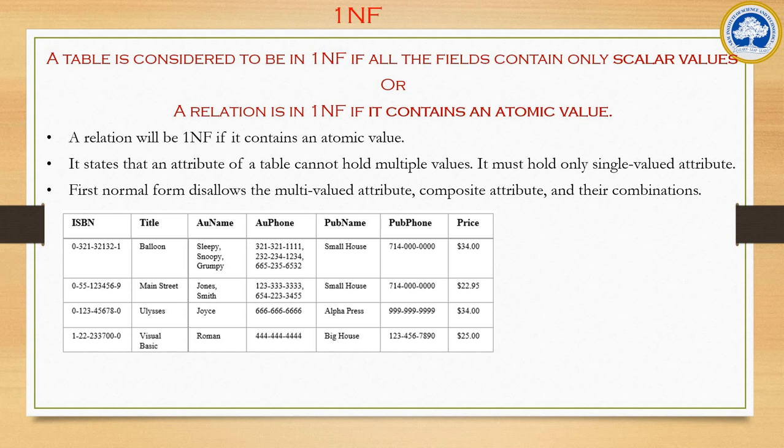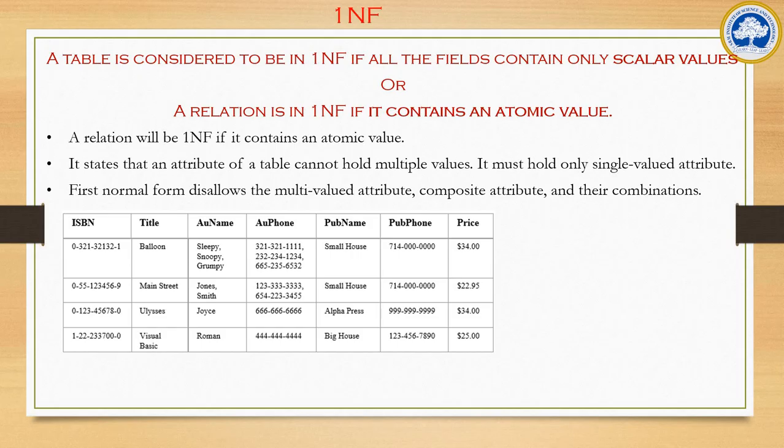And what is first normal form? For a table to be in first normal form, all the fields should contain only atomic values. That means scalar values, so unique values, not more than one value. That is the condition we have to construct according to.